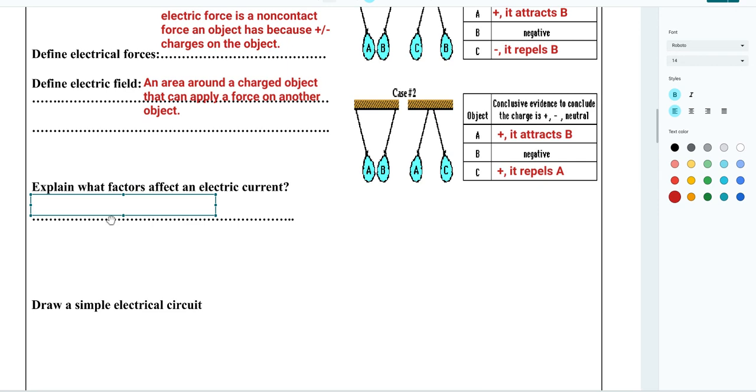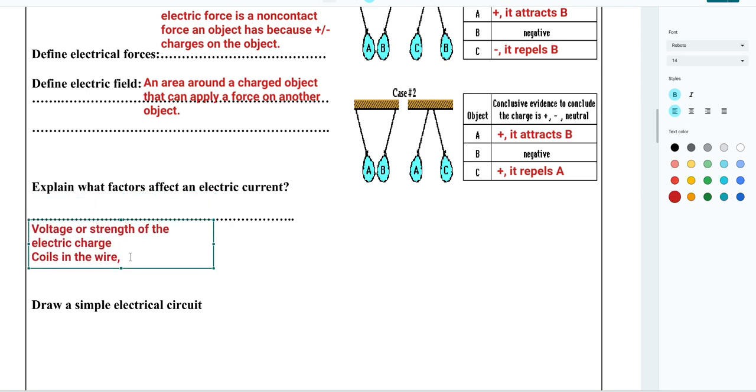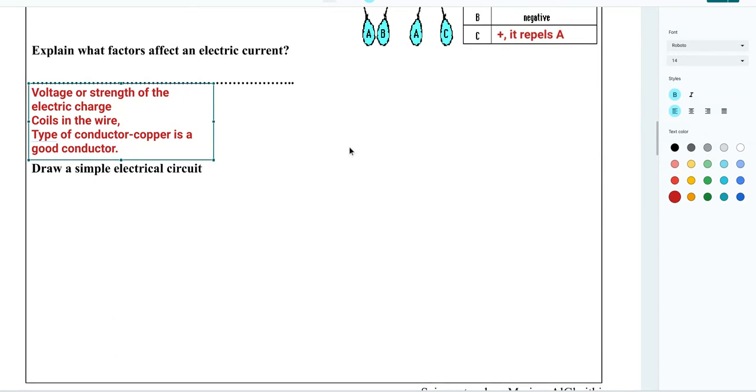So let's look at what factors can affect an electric current. We know voltage, or strength of the electric charge, can. Somebody in class mentioned coils in the wire can affect an electric current. And there was something else. Oh, type of conductor can also. Copper is a good conductor, we learned in the book. But we can use other things as conductors, such as aluminum or other metals, but copper is a good conductor, so most wires are made of copper.